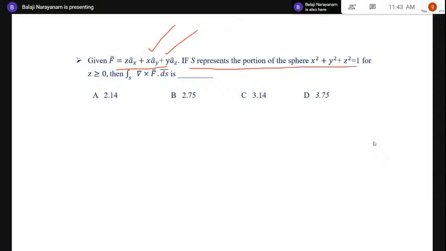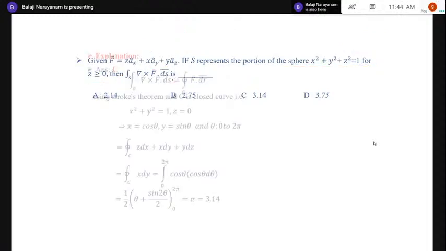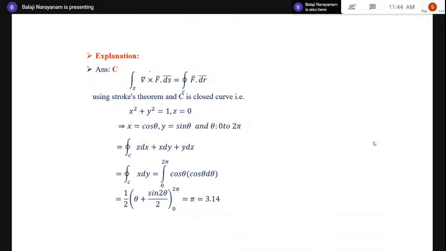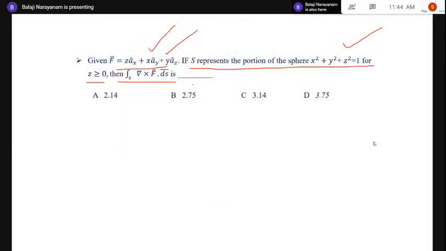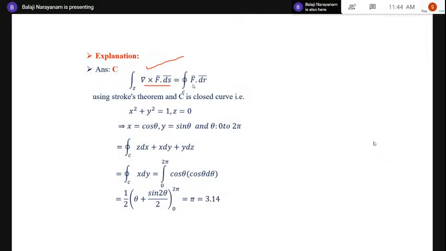If S represents the portion of the sphere for z greater than or equal to 0, then we are asked what the integral of del cross F dot dS is. Observe that it consists of del cross F dot dS, and we may apply Stokes theorem. If you apply Stokes theorem, del cross F dot dS is equal to the integral of F dot dl.